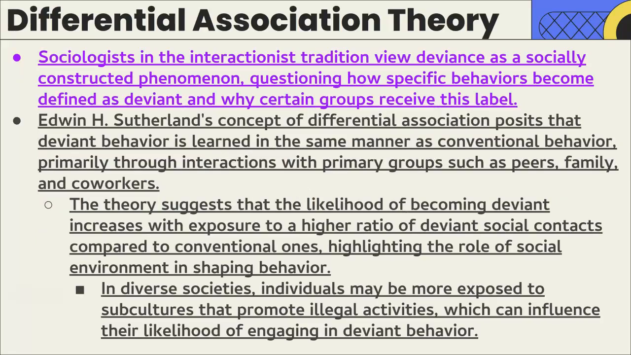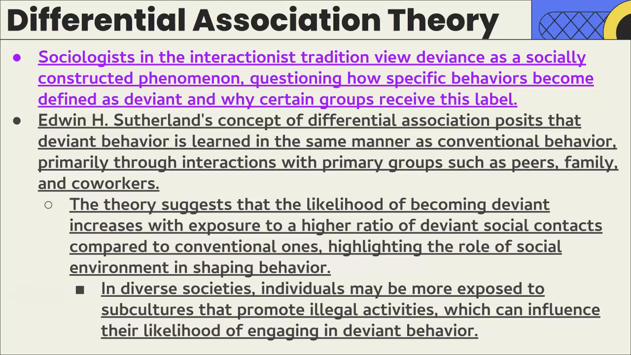So if the society has created a law and you're breaking the law, it may be criminal and deviant, or criminal and normative. Anyway, sociologists studying crime and deviance in the interactionist tradition rather focus on deviance as a socially constructed phenomenon, rejecting the idea that some types of conduct are inherently deviant. They ask how behaviors get defined as deviant and why only certain groups get labeled as deviant.